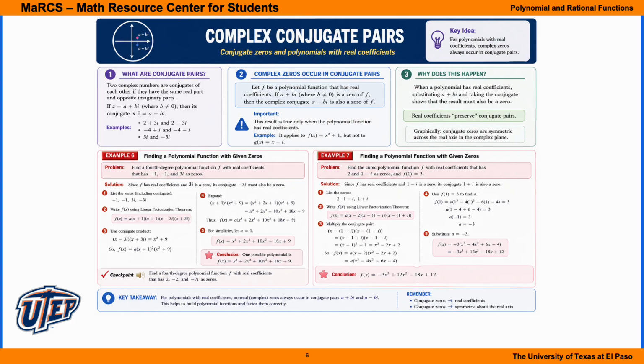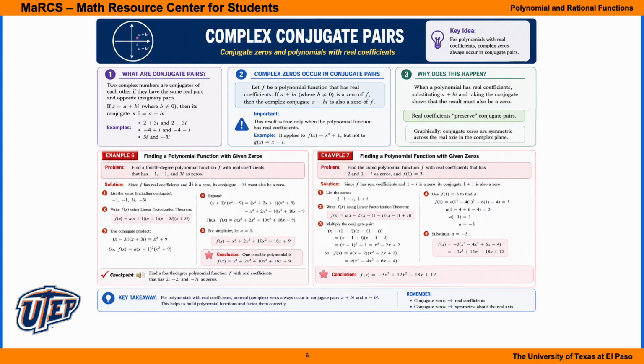So f of x is equal to some constant a times x minus 2 times x squared minus 2x plus 2, and then further distributing the x minus 2 into the x squared minus 2x plus 2, we get f of x is equal to a times x cubed minus 4x squared plus 6x minus 4.